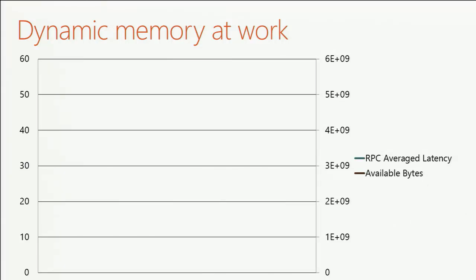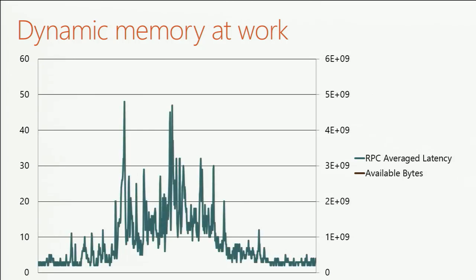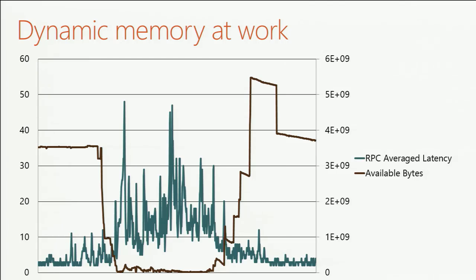This is a graph of RPC average latency over time. This is a graph of available bytes. This is dynamic memory coming to a virtual machine running Exchange and saying, hey, there's another VM that I'm responsible for that needs memory. You lose. I'm going to take memory away from you. There's a couple other lines that I could add on here that actually show the paging that's occurring when that available bytes counter basically goes to 0.